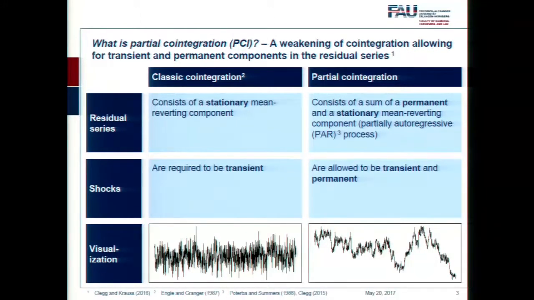First, the residual plot belonging to classic co-integration, and here we see the typical stationary behavior associated with classic co-integration, right? Whereas if we switch to the right-hand side, we see the residual plot belonging to partial co-integration, and here you see that globally it looks like a random walk, but locally it's mean reverting. And this is typical for partial co-integration, so a combination of mean reverting and permanent patterns. So the key takeaway from this slide is that partial co-integration enhances classic co-integration by accounting for permanent effects in the residual series.